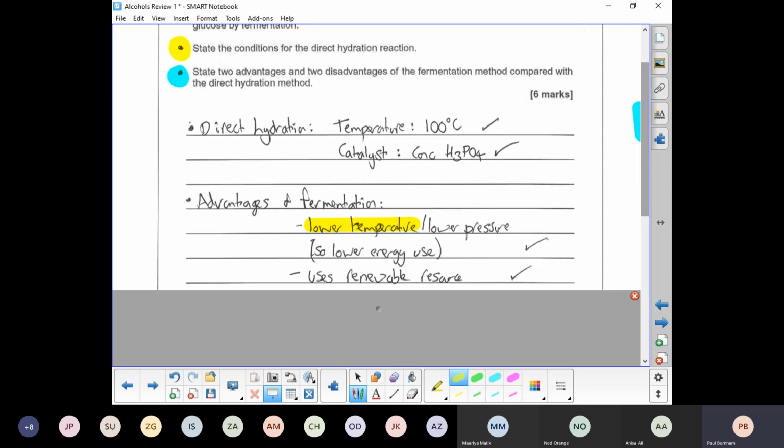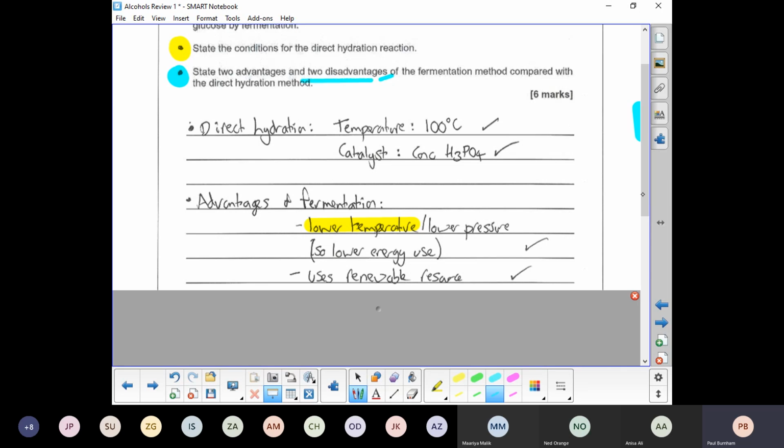And you can see so far, I've said 4 things, and I'm picking up a mark for each. 2 marks at the beginning for the 2 conditions for hydration, another 2 marks for my advantages of fermentation, and I've now got to specify just these 2 disadvantages. That's what's going to come up next, and therefore I'm going to get my final 2 marks.